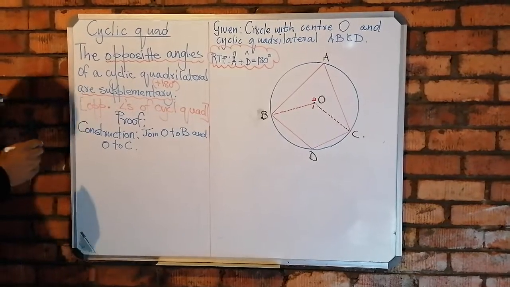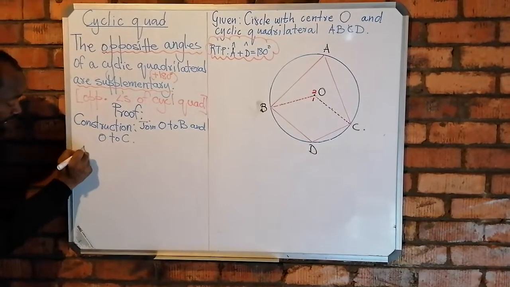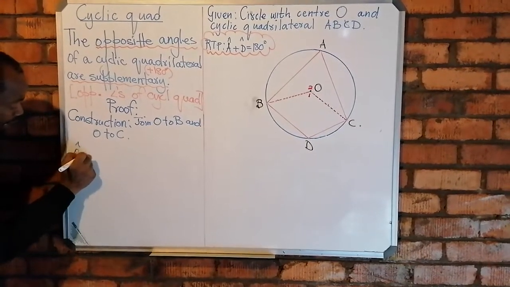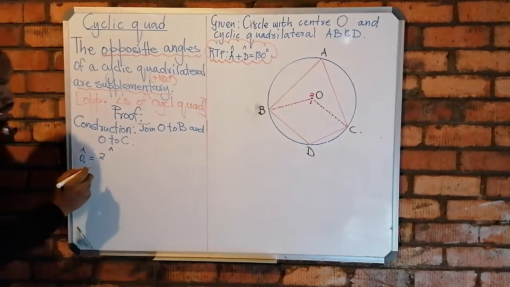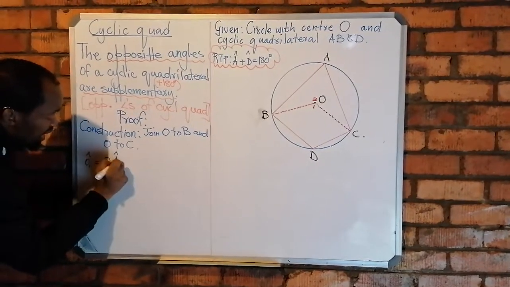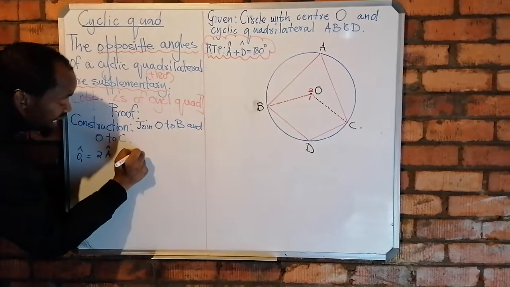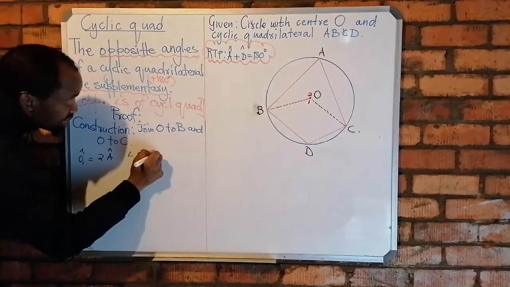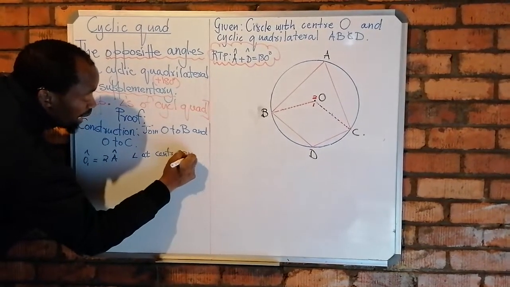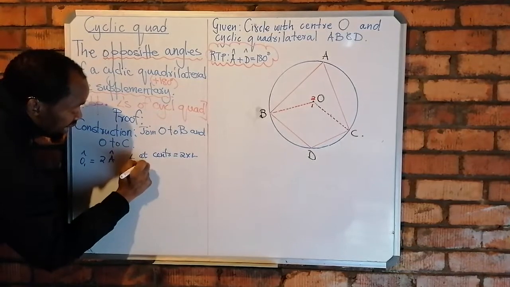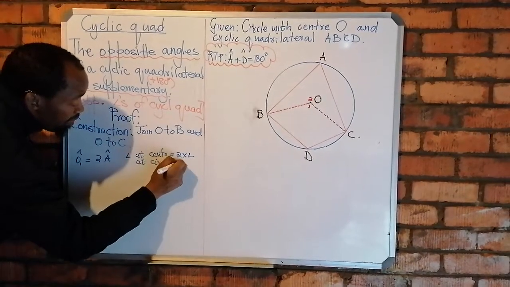I will start by saying what I know from my previous basic work. Angle O1 is equal to twice angle A. How do I know this? This is angle at center, which is equal to 2 times the angle at circumference.